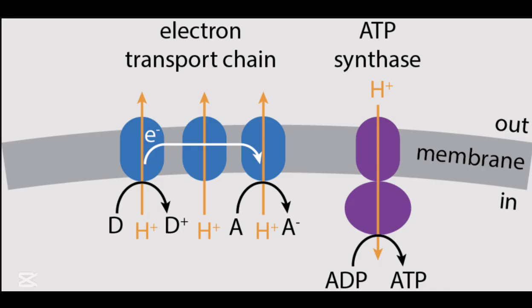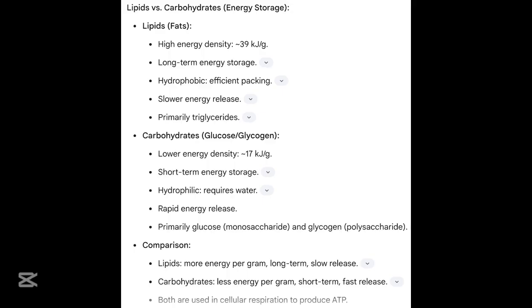Okay, we've covered a lot here. How glucose gets broken down, the different ways to do it, anaerobic and aerobic, and that amazing electron transport chain. But we've mostly talked about glucose as fuel. What about other molecules like fats? Could they be used too? Of course. Fats, or lipids, actually store even more energy per gram than carbohydrates. They're packed with it.